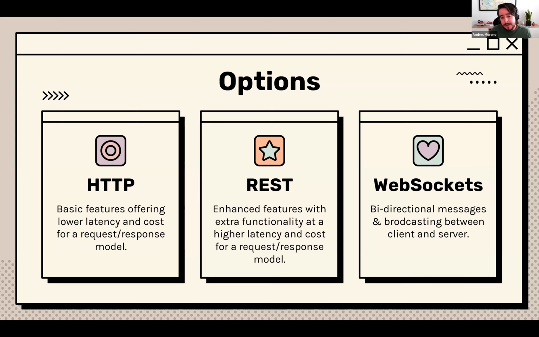With HTTP, you have a more limited feature set. The plus on that is that it's faster and cheaper. When you use REST API in API Gateway, it has a lot more features, but it does have more latency and cost to it. We'll go into more detail on what those differences are.